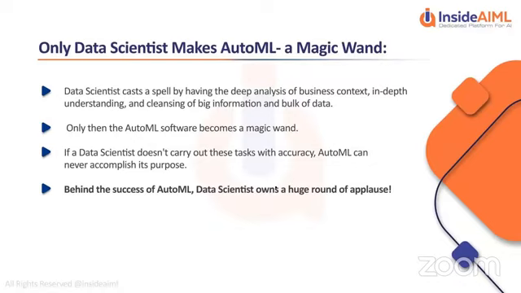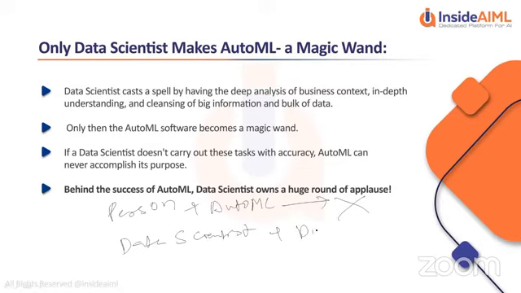So if a normal person uses AutoML, that person plus AutoML is not a good combination, but data scientist plus AutoML is a very good combination. Because when a magician gets a powerful magic wand, he can do wonders with it. But if a normal person gets the same magic wand, he doesn't know how to use it, so it will not work properly and he will end up making mistakes. If the data scientist doesn't carry out these tasks with accuracy, ML can never accomplish its purpose. So a data scientist is necessary.